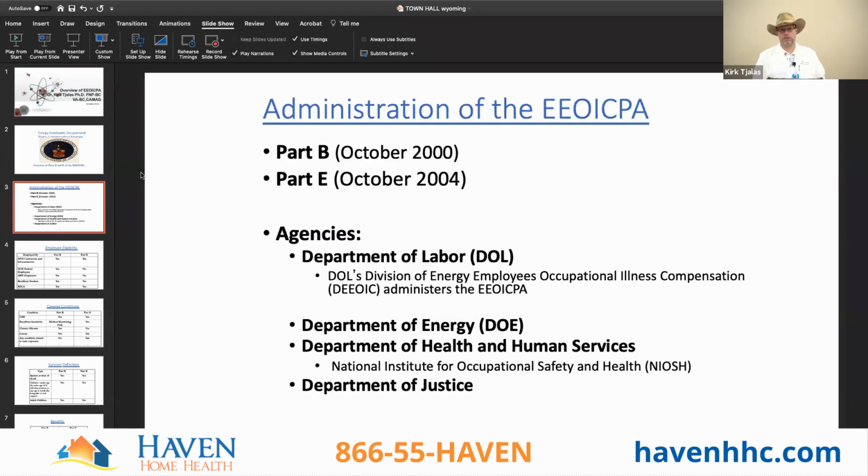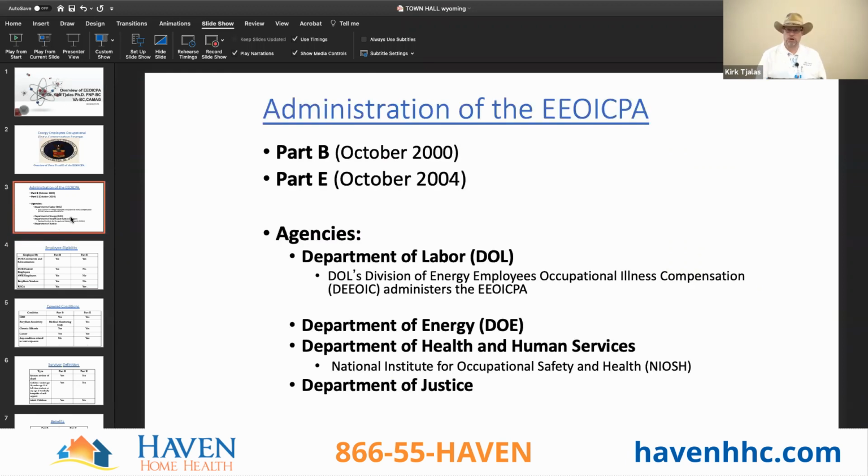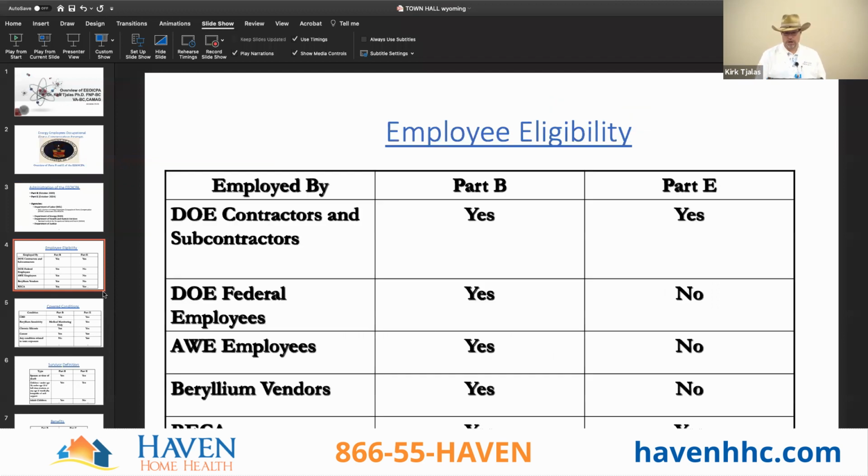There are 2 parts to this program. Part B was enacted in October of 2000, and Part E was enacted in October 2004. The agencies responsible for administering this are the Department of Labor, also known as the DOL, the Department of Energy, known as DOE, what I call the scientists, which is NIOSH, the National Institute of Occupational Safety and Health, and the Department of Justice. Each one of these governmental agencies plays a specific role, and we'll go into that in more detail.